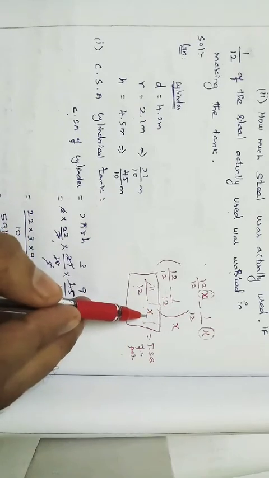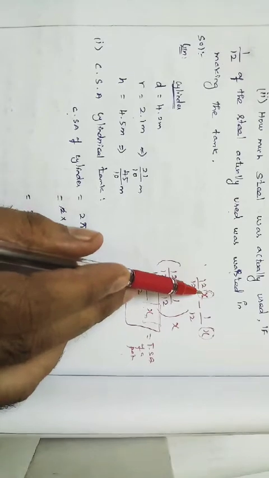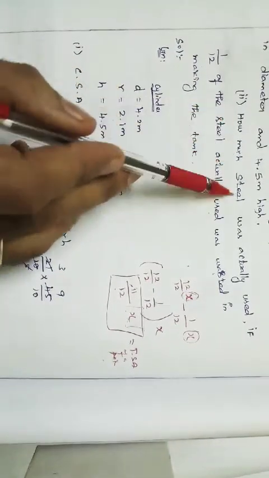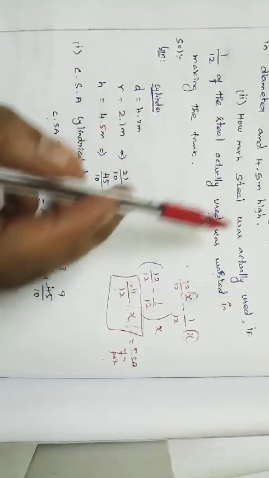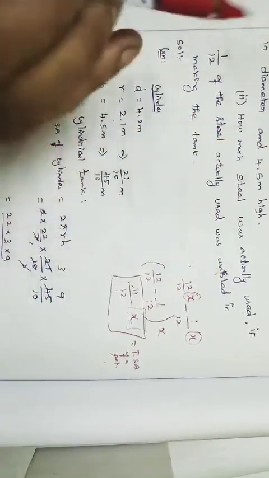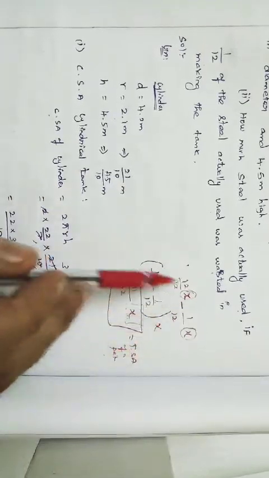What is x? What we have to assume as x? X is nothing but the total steel used. What we want to find, that only we want to find. How much steel was actually used? So total steel only, including the wasted steel also, we have to find. That's how we have to find it.